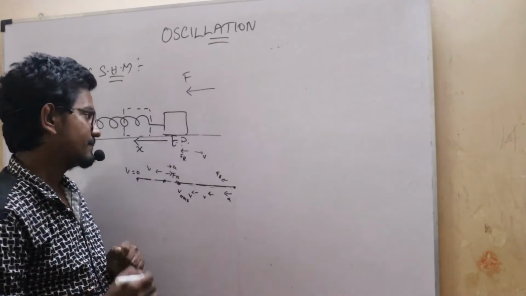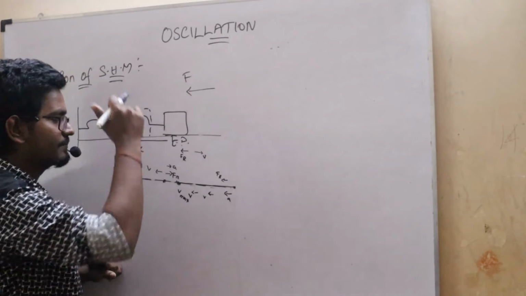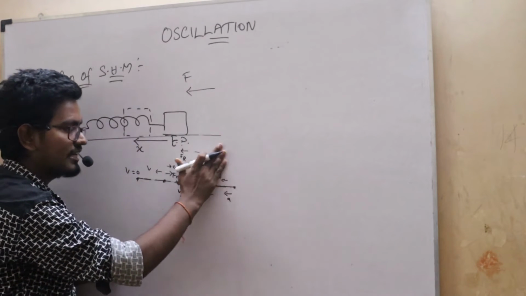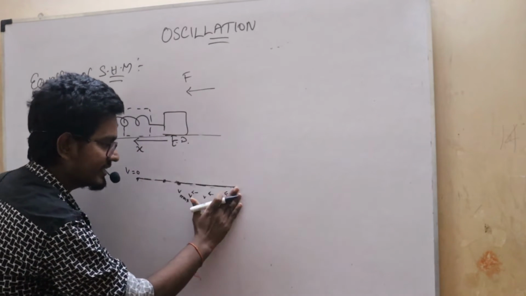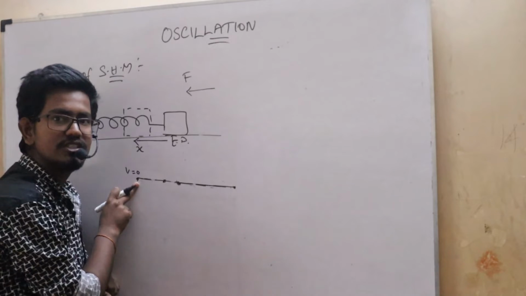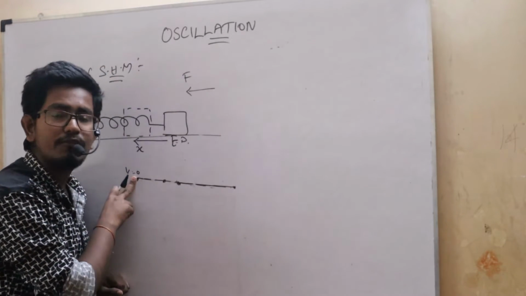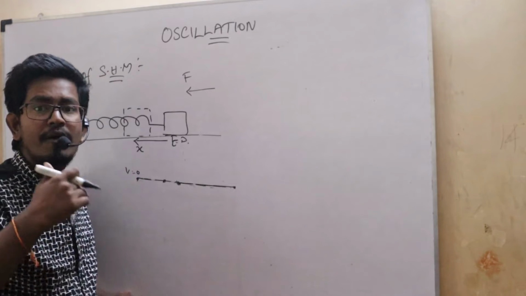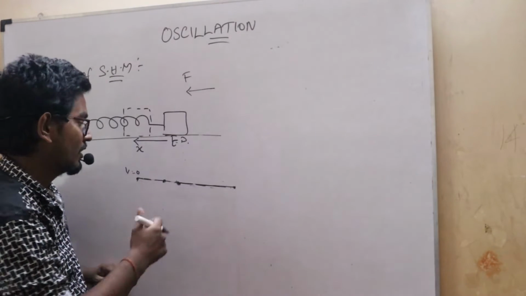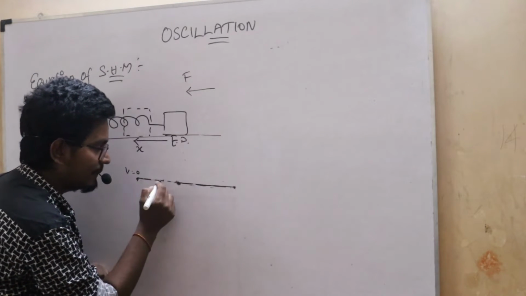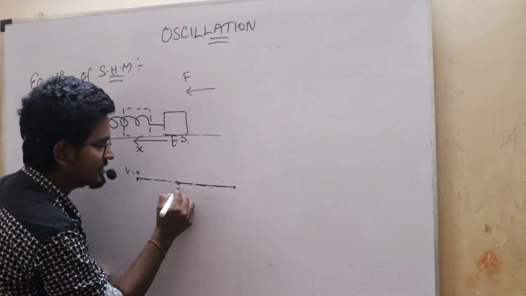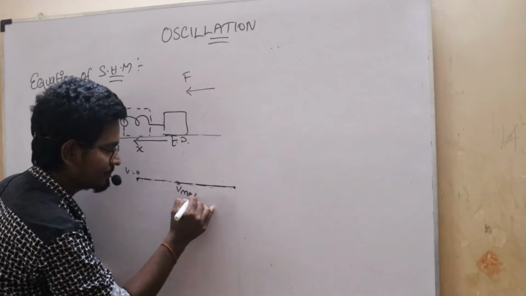Right? Okay. So what will happen here? You would have definitely understood what I'm trying to say here. At the extreme position, my velocity will be 0. This is from the observation, not from the theoretical part. We will prove it by the theoretical part also. And here, at the equilibrium position, my velocity will be maximum.